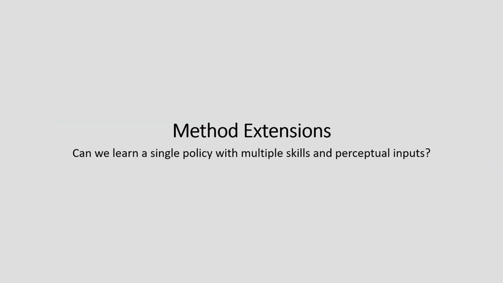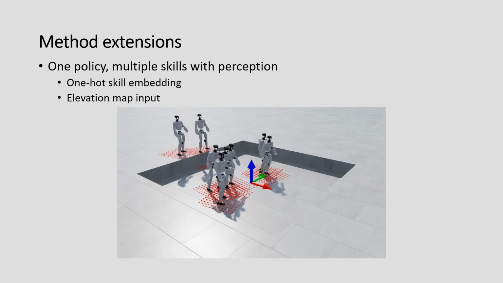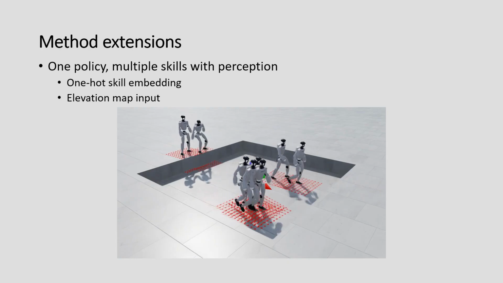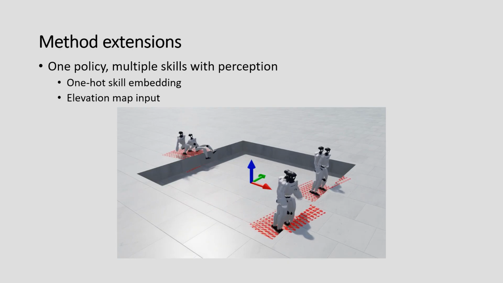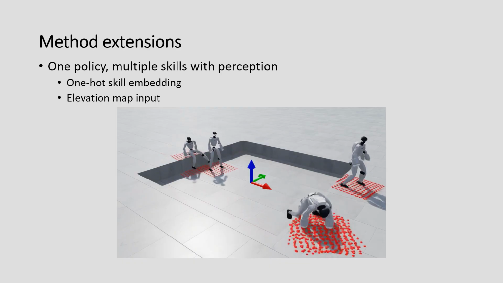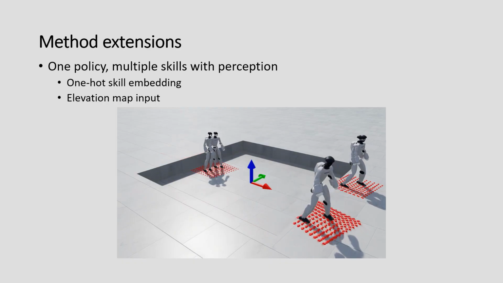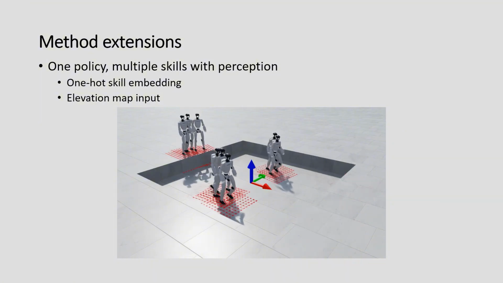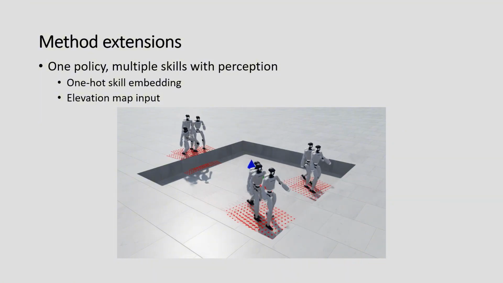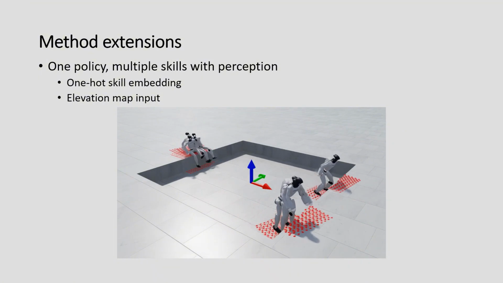So far, we have focused on learning individual behaviors from reference motions. However, the proposed framework is not limited to this setting. To show the extensibility of our method, we further train a single policy conditioned on a one-hot skill embedding and elevation map observations. In simulation, the policy is able to execute multiple behaviors with perceptual inputs within a unified framework.